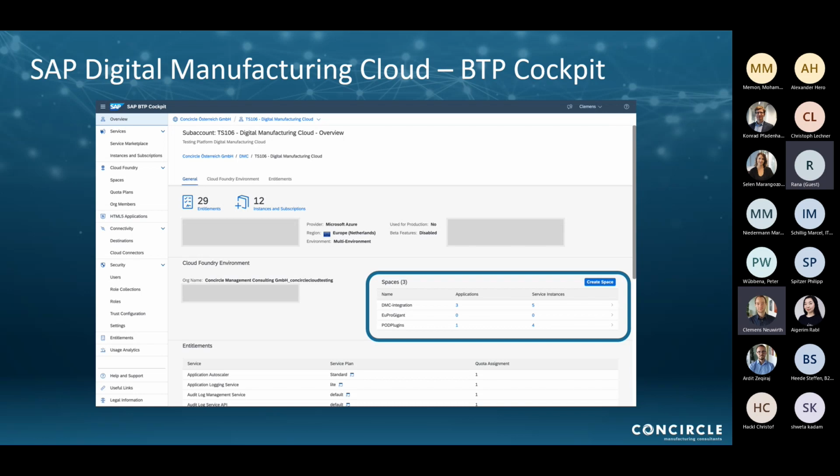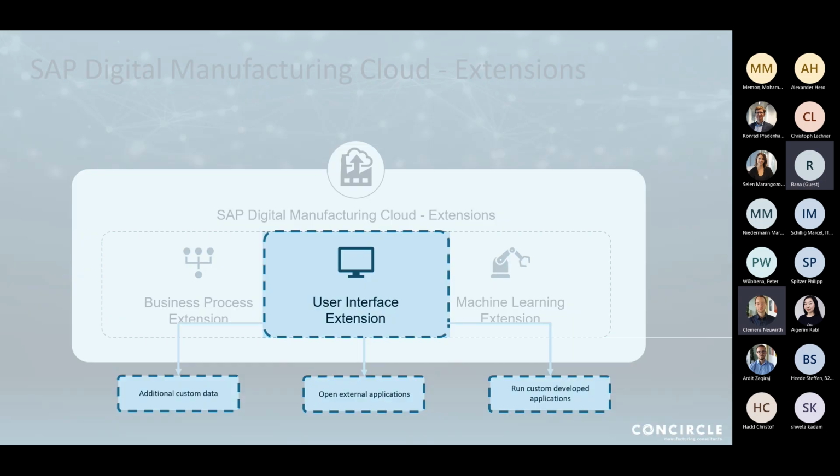And now the question is, what do we understand now under custom pod plugins? Such custom extensions provide a lot of flexibility when it comes to implementing the DMC in your production. So for example, you can show additional custom data from different systems. You can open external applications or run even custom developed applications in the pod itself. And in the last few months, Concirco developed various extensions in the DMC, and I want to show them now.